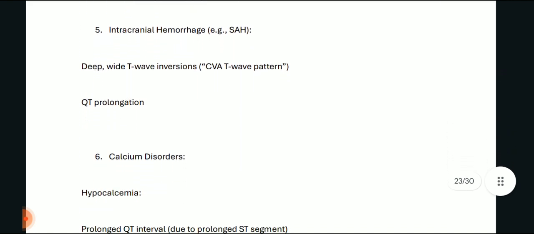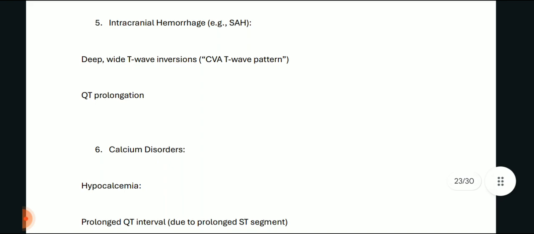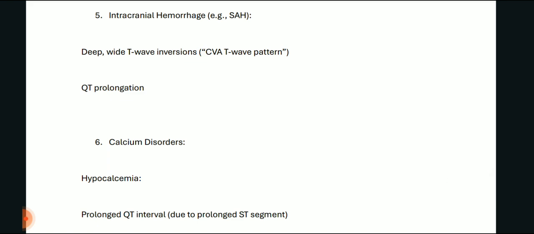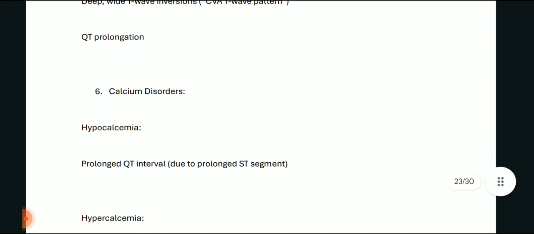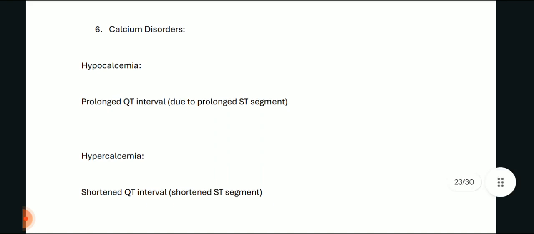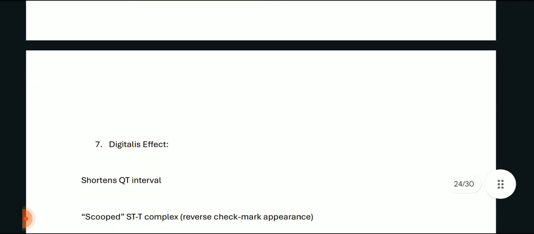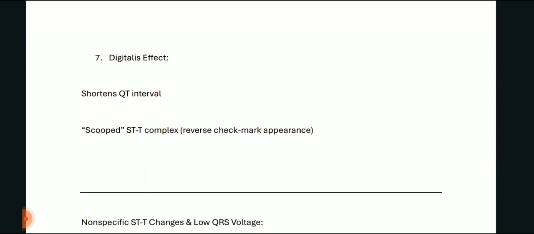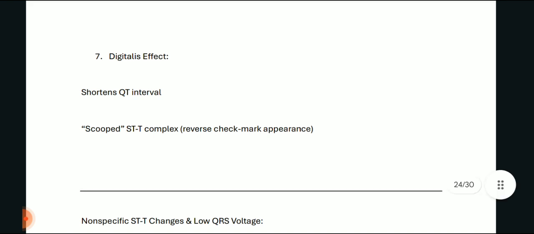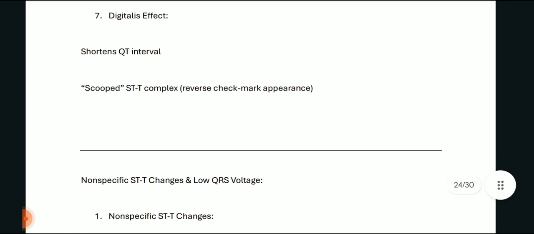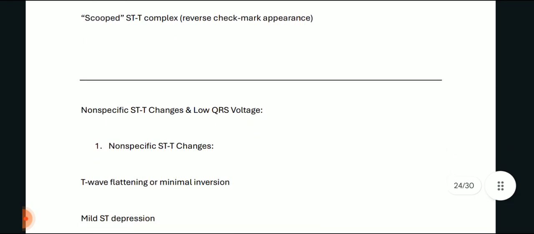If there is some intracranial hemorrhage, like subarachnoid hemorrhage, deep wide T wave inversions, a severe T wave pattern is seen, and QT prolongation can also be seen. In calcium disorders, in hypocalcemia there are prolonged QT intervals due to a prolonged ST segment, and in hypercalcemia there are shortened QT intervals due to a shortened ST segment. Effect of digitalis: it shortens the QT interval. Digitalis is a drug which is given when the heart is failing. So it shortens the QT interval, and a scooped STT complex, a reverse check mark appearance, is there.